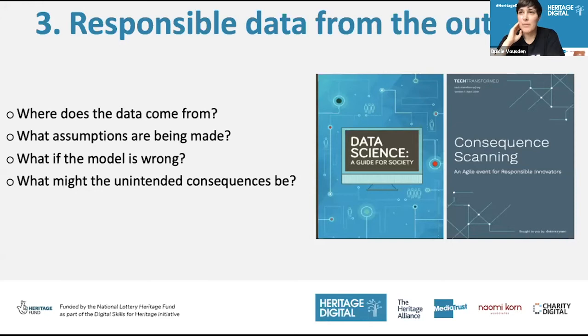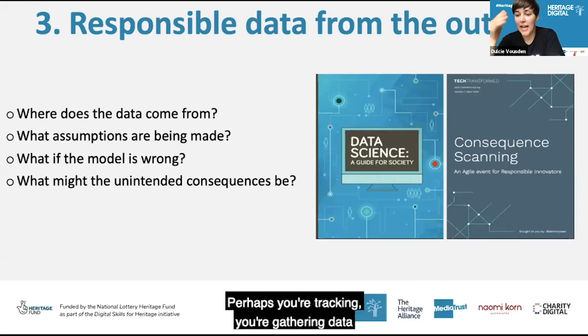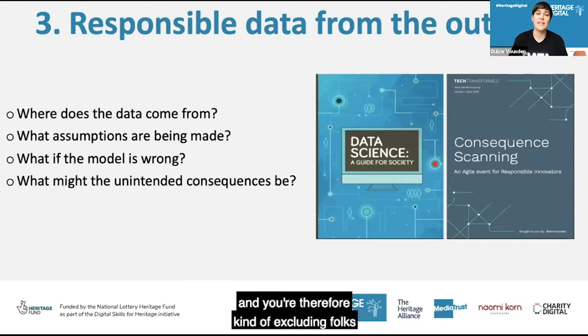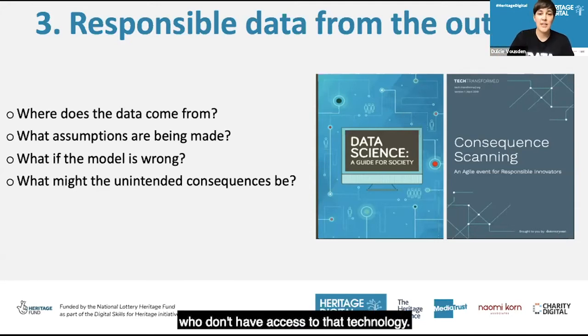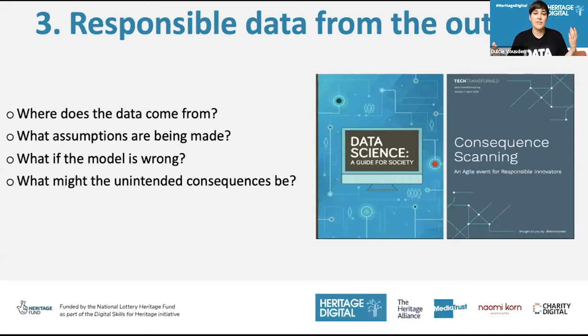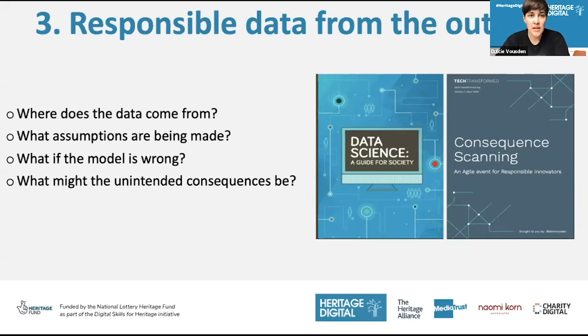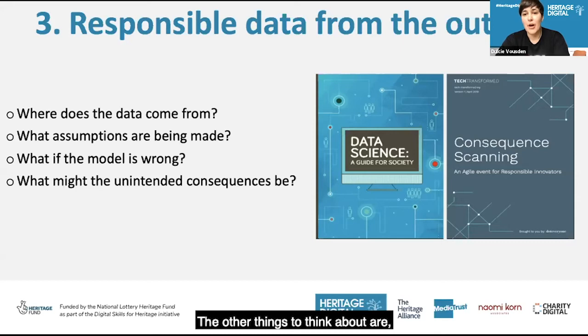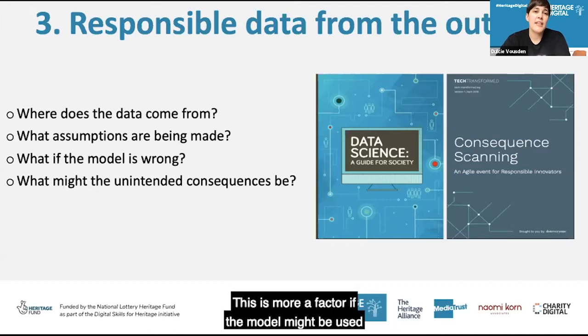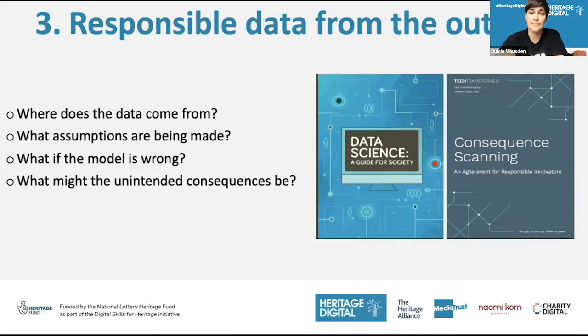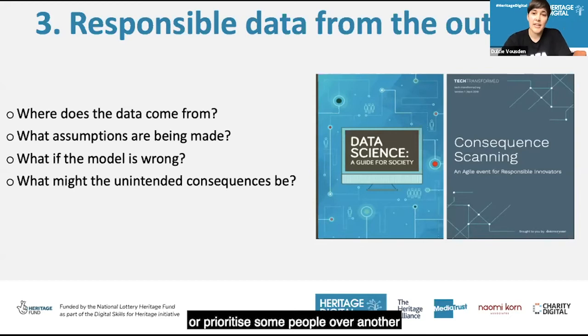Perhaps you're gathering data from cell phone or app use, and you're therefore excluding folks who don't have access to that technology. And so that's fine, but you just need to know what your data is and isn't counting. The other things to think about are, what if a model is wrong? What might the unintended consequences be? So this is more a factor if the model might be used to, say, ration services, or prioritize some people over another, or give some people funding and others not. But just be open and transparent about what those consequences might be.